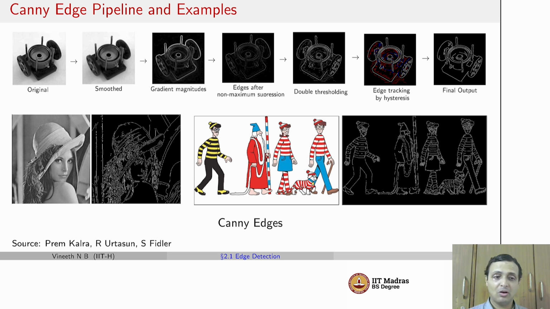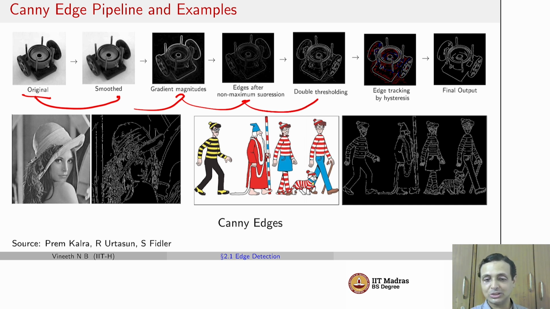Let's see an example of the Canny edge detector. So here you see an original image. It's smoothened using a Gaussian filter, and here are the gradient magnitudes after applying a derivative. And then you have the edges after doing the non-maximum suppression. You can see that the edges have got thinner.